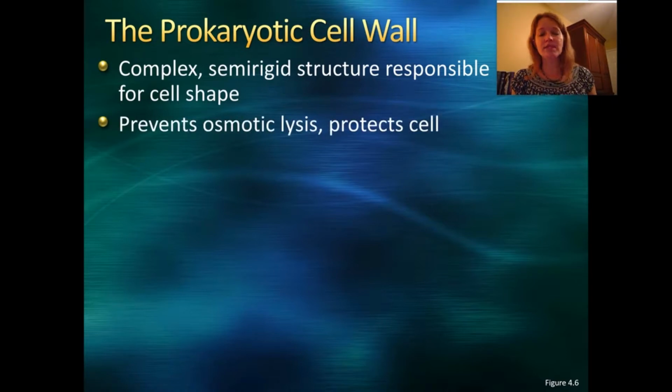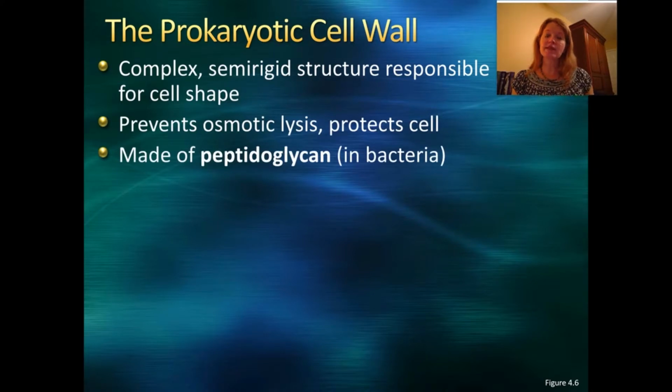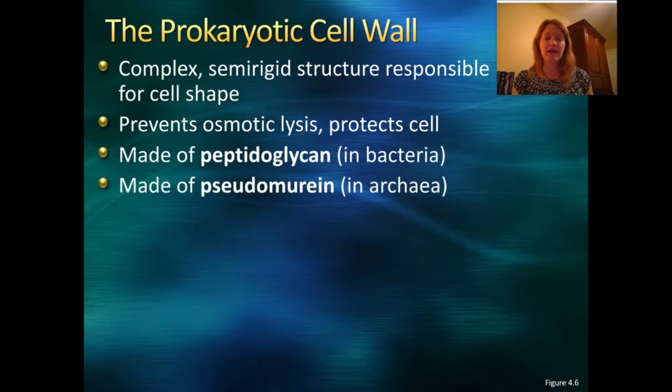The cell wall protects the cell from the outside environment, prevents osmotic lysis. If it's in a hypotonic environment, it will prevent the cell from bursting. The prokaryotic cell wall is made of peptidoglycan in bacteria and pseudomurein in archaea. Now, we're not going to talk very much about pseudomurein today, but just know that it's quite similar to peptidoglycan. It is also composed of a sugar or carbohydrate glycan-like component, but it's different disaccharides. And it also has a peptido component as well, so a component that's made of amino acid crosslinks.